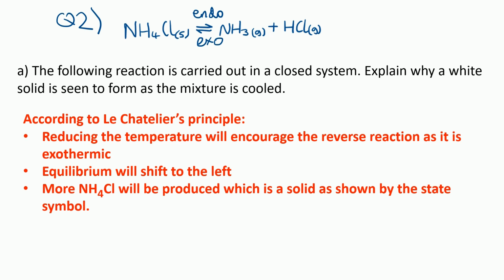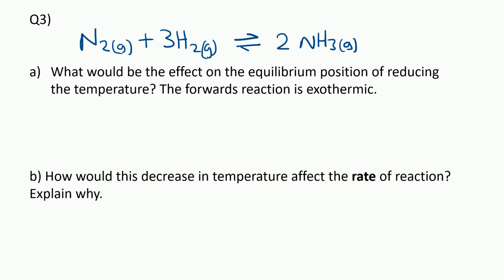The reaction this time is the reaction between nitrogen and hydrogen to form ammonia, and anyone studying separate science will recognise this as the Haber process. So the question says, what would be the effect on the equilibrium position of reducing the temperature? And the forwards reaction is exothermic. So let's label that first of all on the equation. If the forward reaction is exothermic, the reverse reaction must be endothermic.